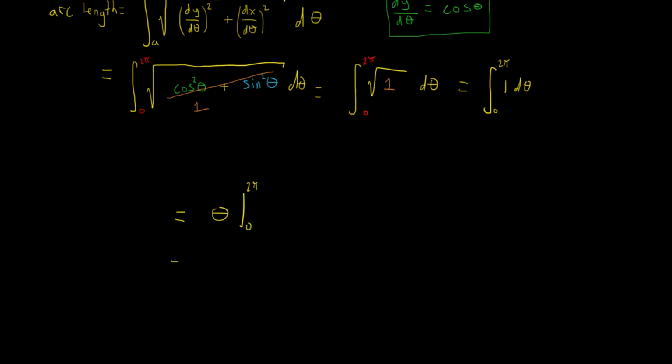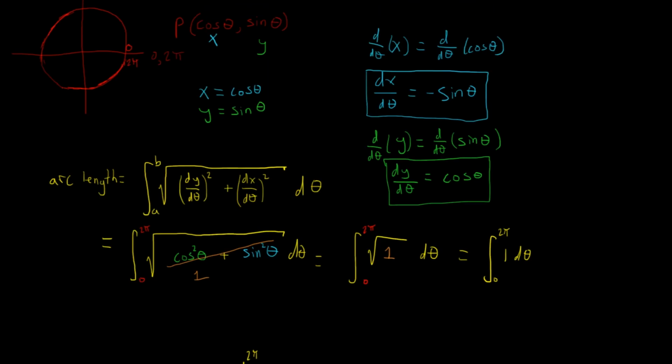Plugging in 2 pi for the antiderivative, theta, gives 2 pi, minus, and if we plug in 0 as theta, it's just 0. So this is just going to equal 2 pi. So 2 pi is the arc length. And we have just proved, using our calculus knowledge, that the circumference of the circle is indeed 2 pi.